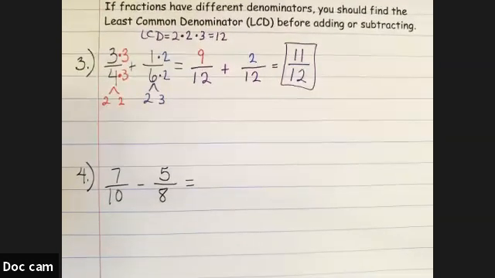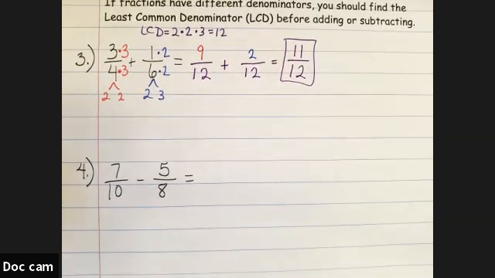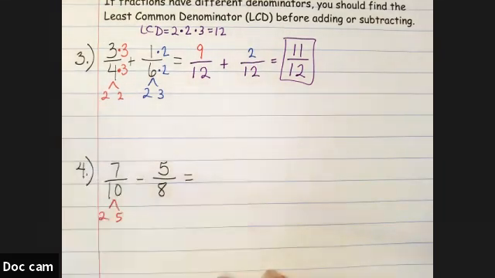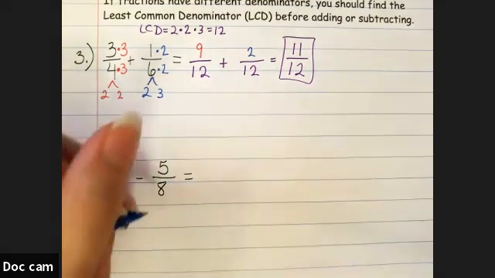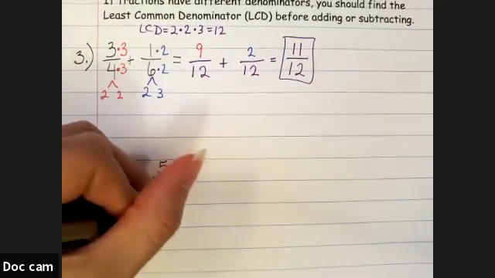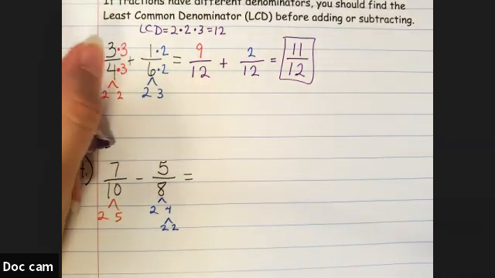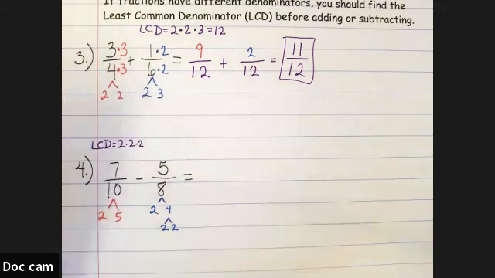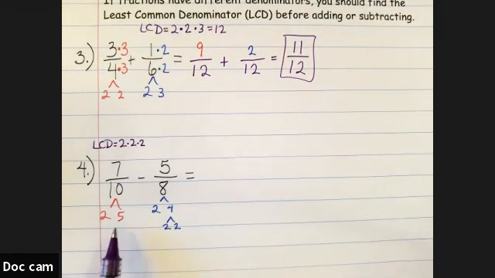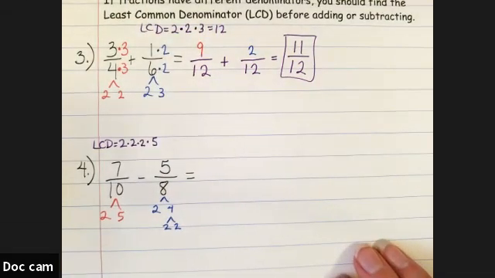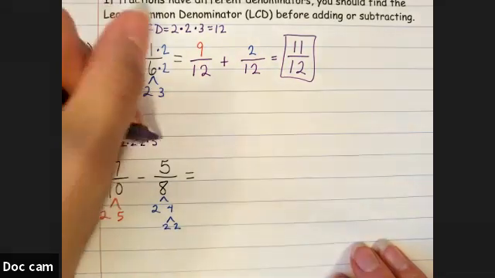So number 4, let's figure out the LCD between 10 and 8. If I use that same method, 10 is 2 times 5. And if I did a little factor tree for 8, I would do 2 and 4, and then 2 and 2. So I've got 3 2's right here. So I know with my LCD, I have to have 3 2's, so 2 times 2 times 2. And then I also have to have a 5. That gives me my LCD, which equals 40.